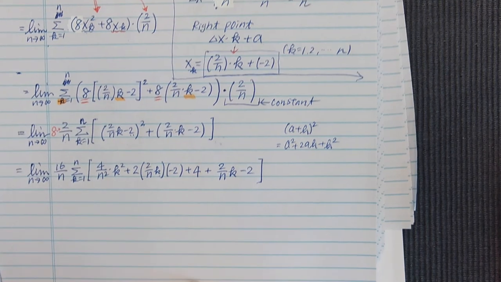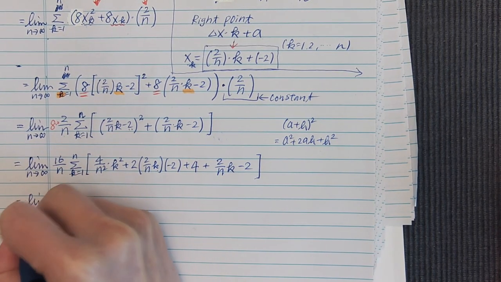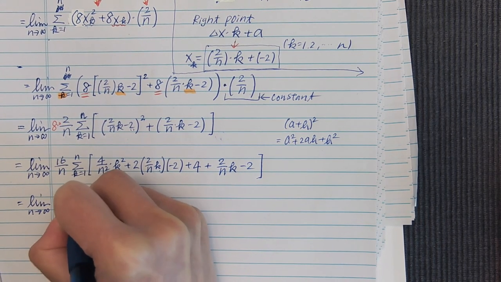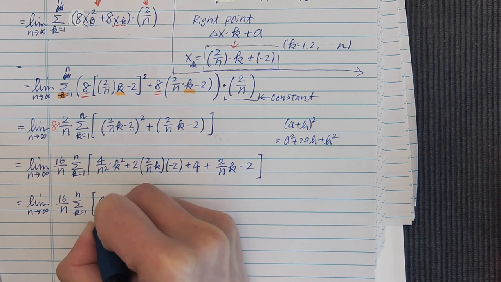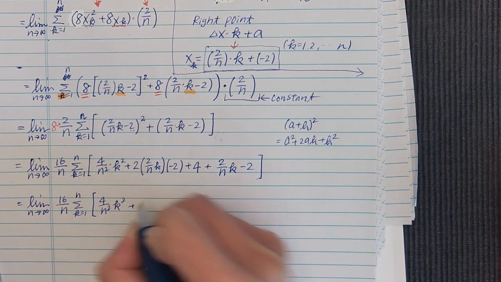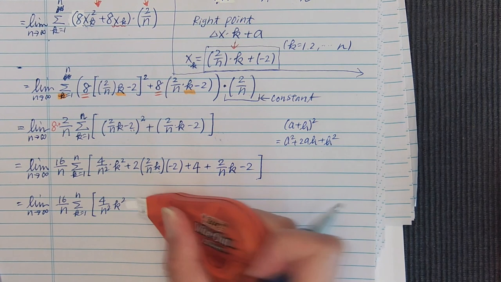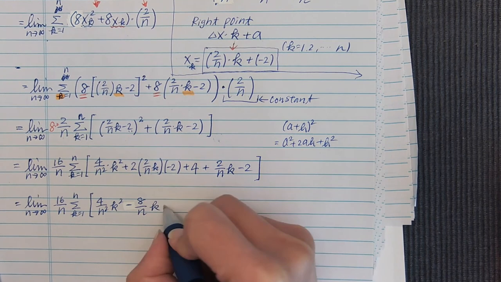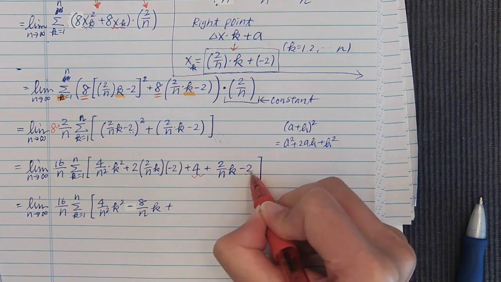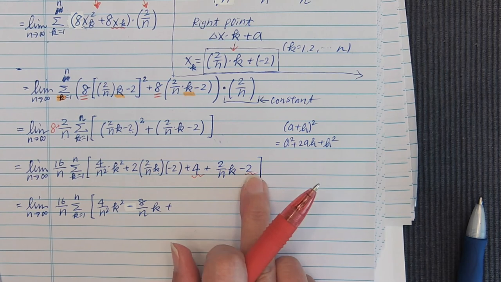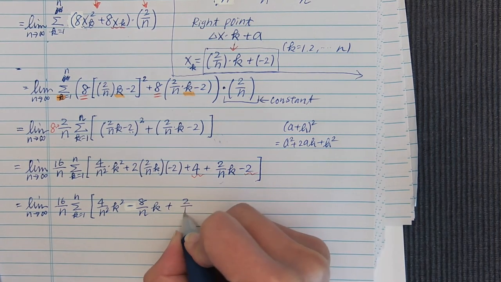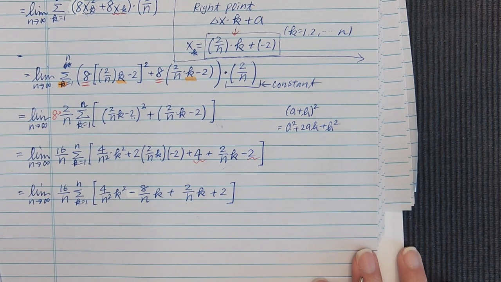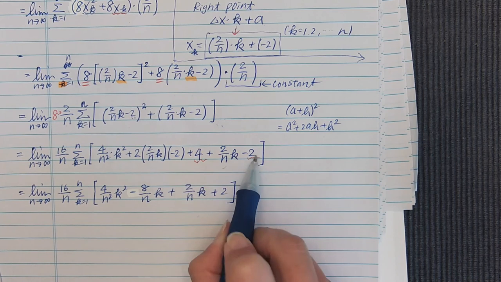Okay, I just need to simplify a little bit. Limit n to infinity, 16 over n summation k equal 1 to n, and then let me make sure, 4 over n squared k squared, negative 8 over nk, right? You guys get the negative 8 over nk? Then plus, this one I can combine the like terms, 4 minus 2. Then this one nothing, 2 over nk. Then plus 2. You guys okay, right? I just combine 4 minus 2, it's positive 2.